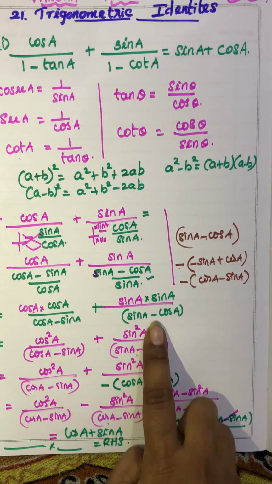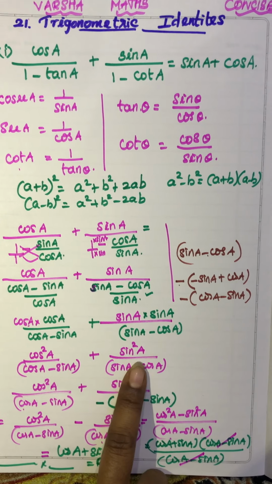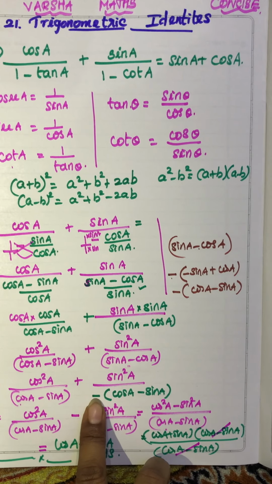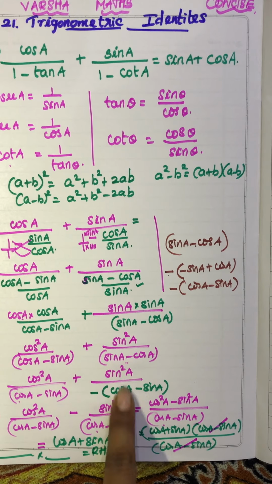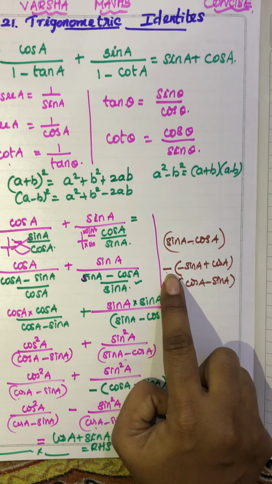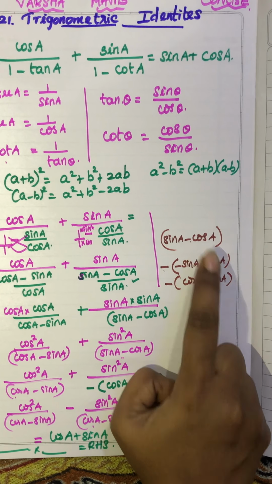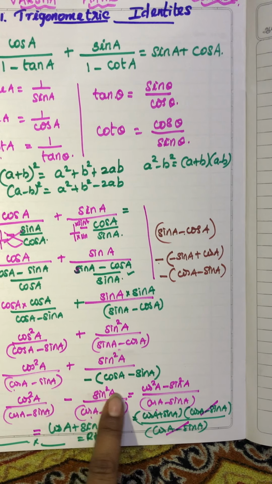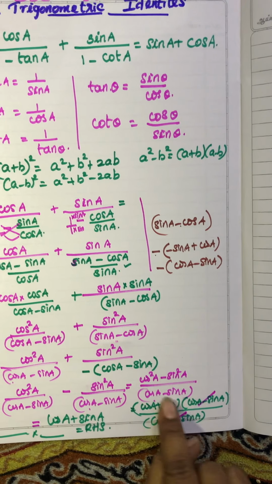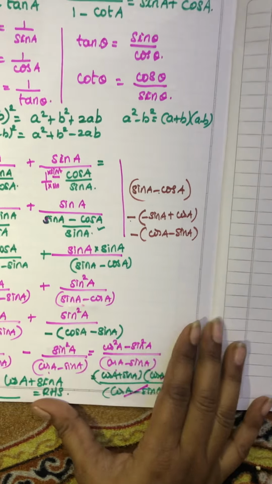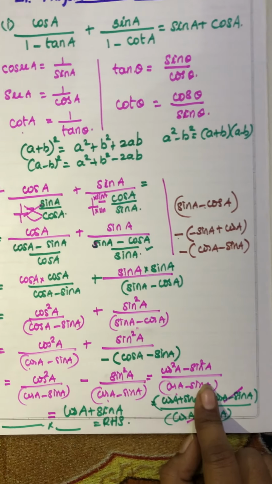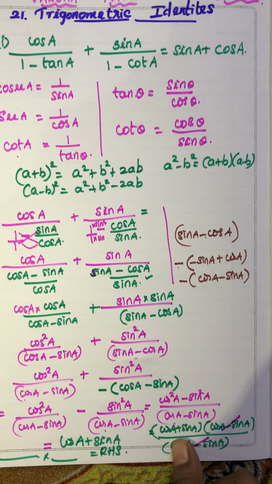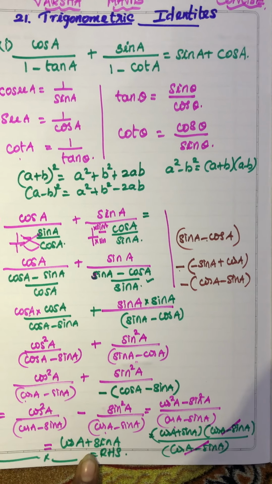So just multiplying. Still the denominators are not equal, so we have to equalize the denominator. We are taking minus outside. How to take this minus outside? When you take minus outside, sin becomes minus and cos becomes plus. So take your minus here. Now the denominators are equal, so you can write one time: cos square minus sin square. This is of the form a square minus b square, so you can write a plus b, a minus b, cancel, and we get our RHS.